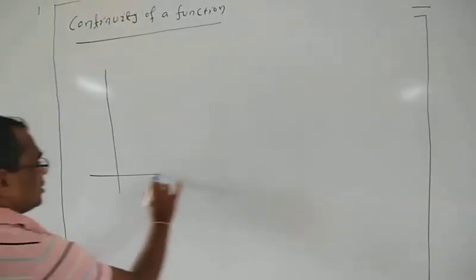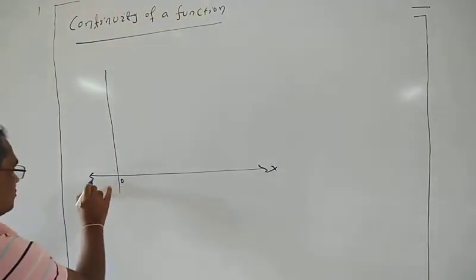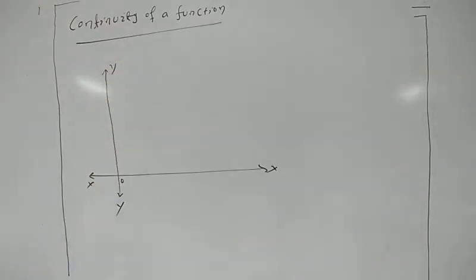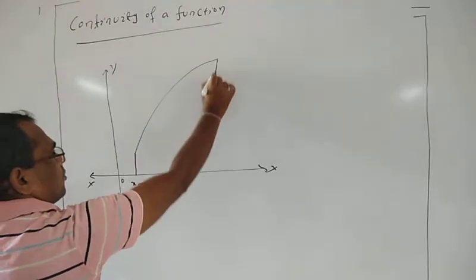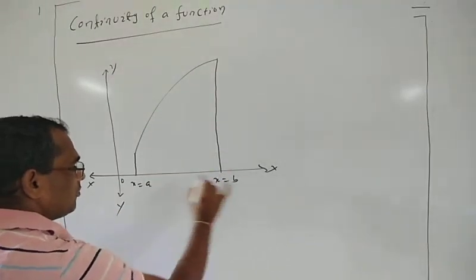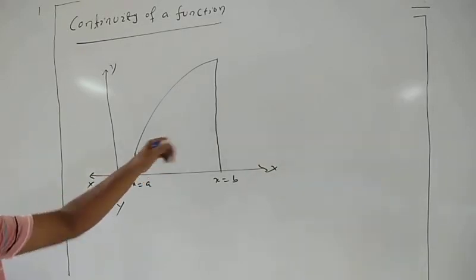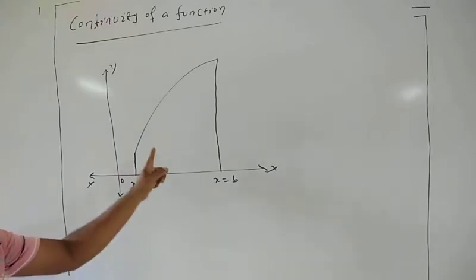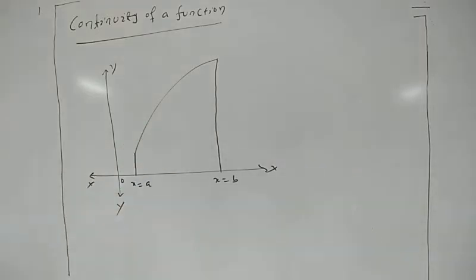Let this be the coordinate axis, x'ox and y'oy. Suppose the graph of the function is like this. This is the initial point, where x is equal to a, and this is the final point, suppose x is equal to b. Clearly this is continuous, because for each point x belonging to the interval a to b, the value of f(x) is well defined. That means it is continuous.